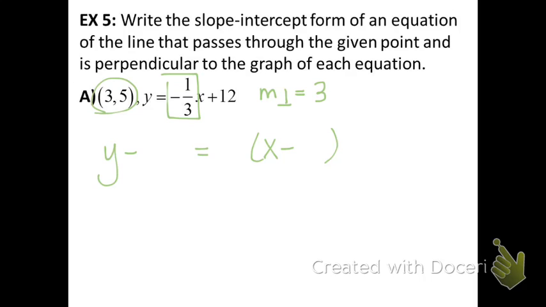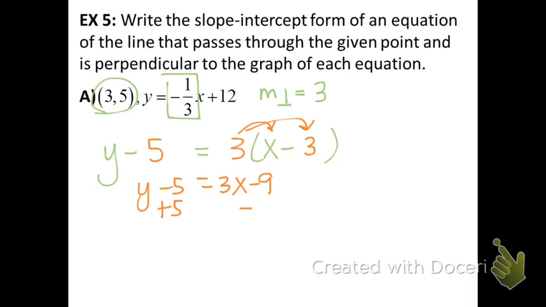Okay, so we're going to fill in y minus 5 from the y1 from our point, x minus 3, and then our slope actually is also 3. So we distribute these through, we get 3x minus 9 on this side, y minus 5 over here. To isolate the y, we add 5. And we're left with y equals 3x minus 4.